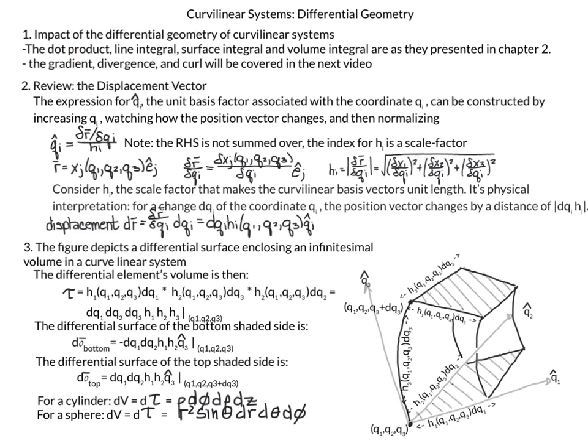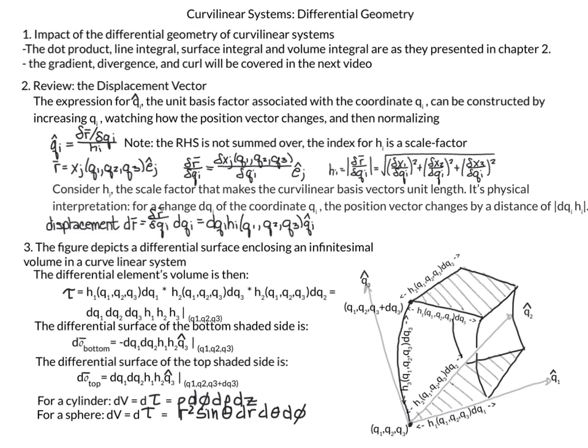First, I will tell you the impact of the differential geometry of curvilinear systems. The first thing to know is the dot product, the line integral, surface integral, and volume integrals that we did in Chapter 2. They are just as they were presented in Chapter 2 because we were using the Jacobian when we went into our spherical and cylindrical coordinates.